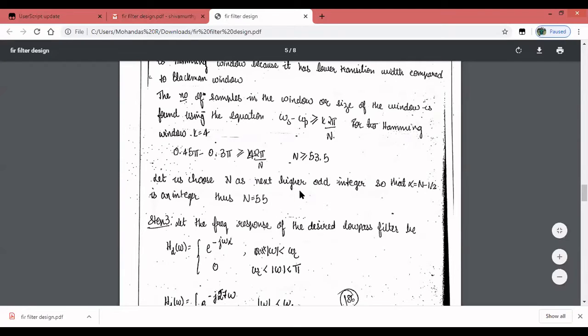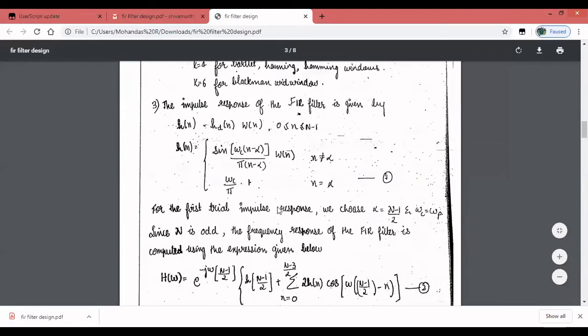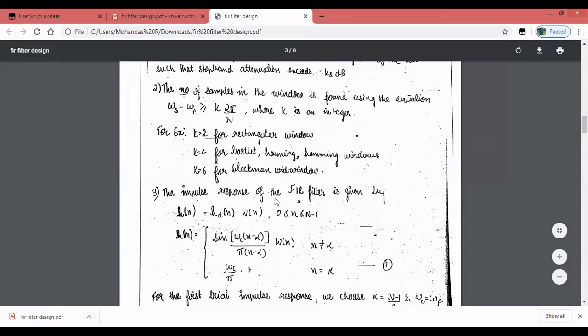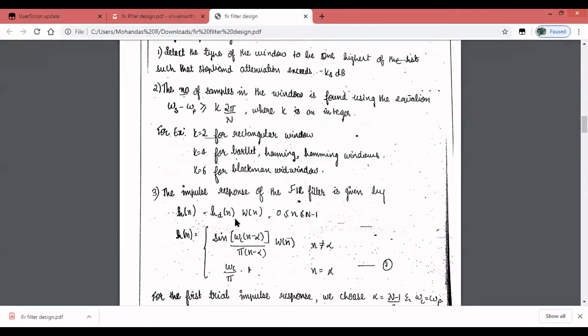What is the next step? The third step in the design procedure is to find out the impulse response of an FIR filter. To find out the impulse response of an FIR filter, we will just show you the procedure here. You can see the impulse response of the FIR filter can be found with this, that is h of n is equal to h d of n into w of n.